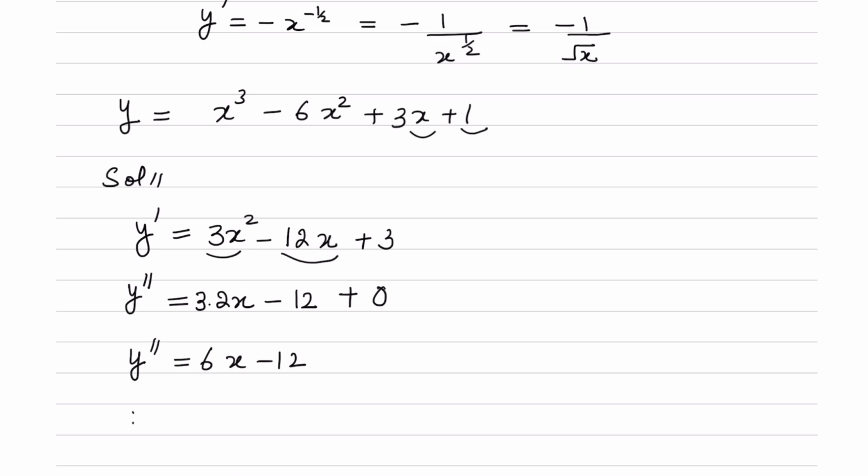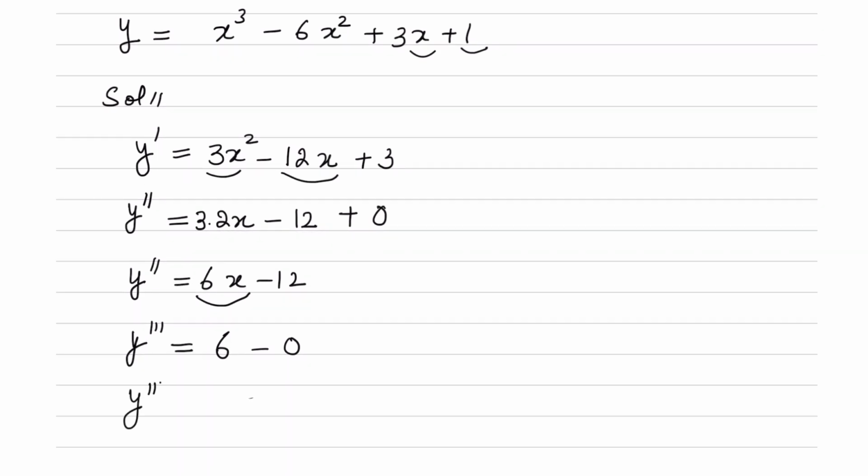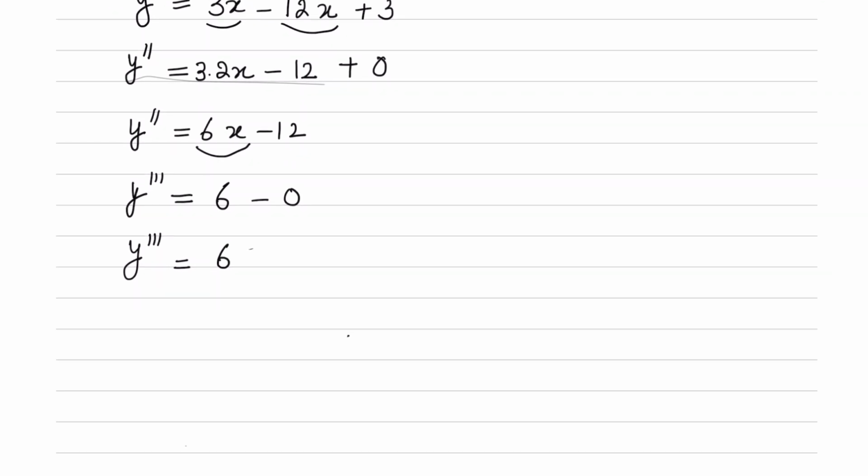You can find the derivative of this expression again, which would be the third derivative. So the derivative of 6x is 6, because 6 is on the side and the derivative of x is 1. So here you have 6 minus the derivative of 12, which is 0, because it is a constant. So you have y triple derivative is 6. This is how you can continue to find the higher order derivatives.